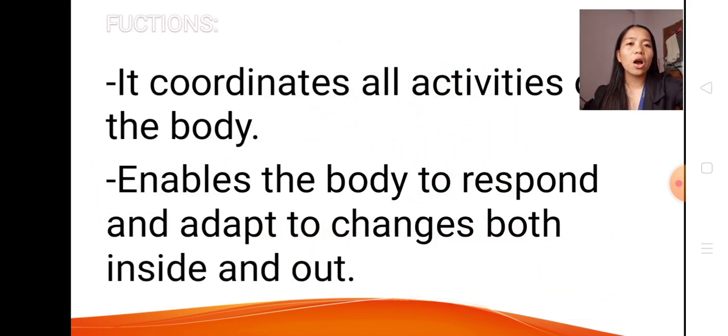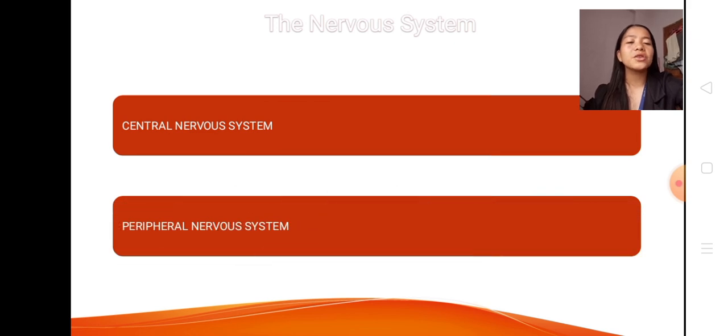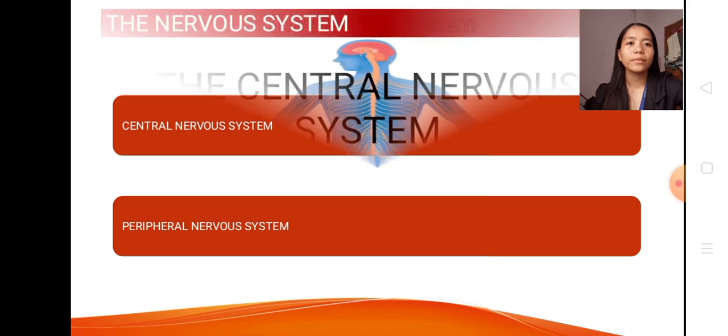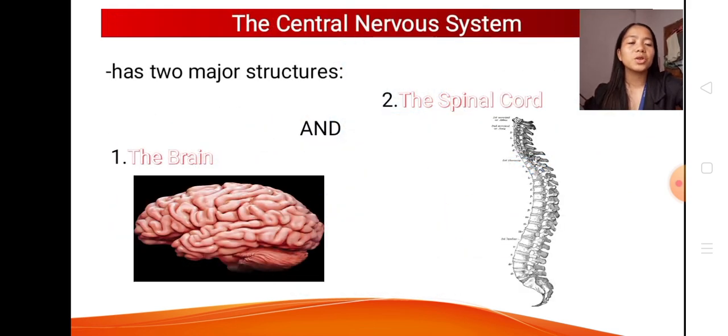The functions of the nervous system: it coordinates all activities of the body, and enables the body to respond and adapt to changes inside and outside the body. The nervous system has the central nervous system and the peripheral nervous system. The central nervous system has two major structures, the brain and the spinal cord.